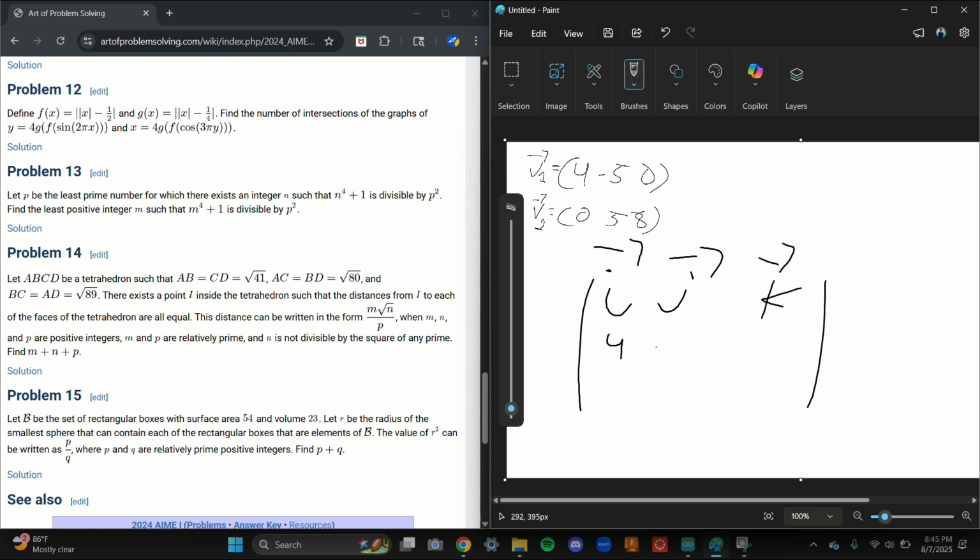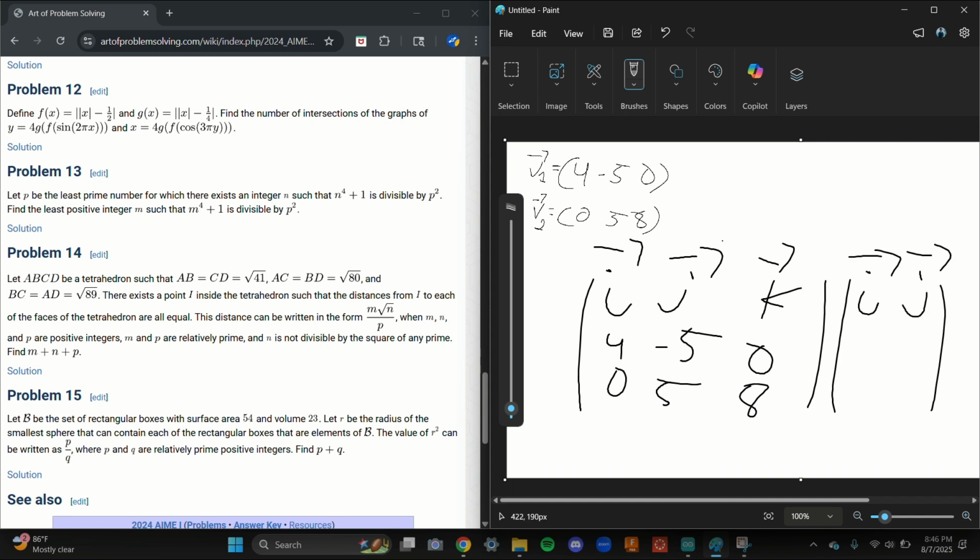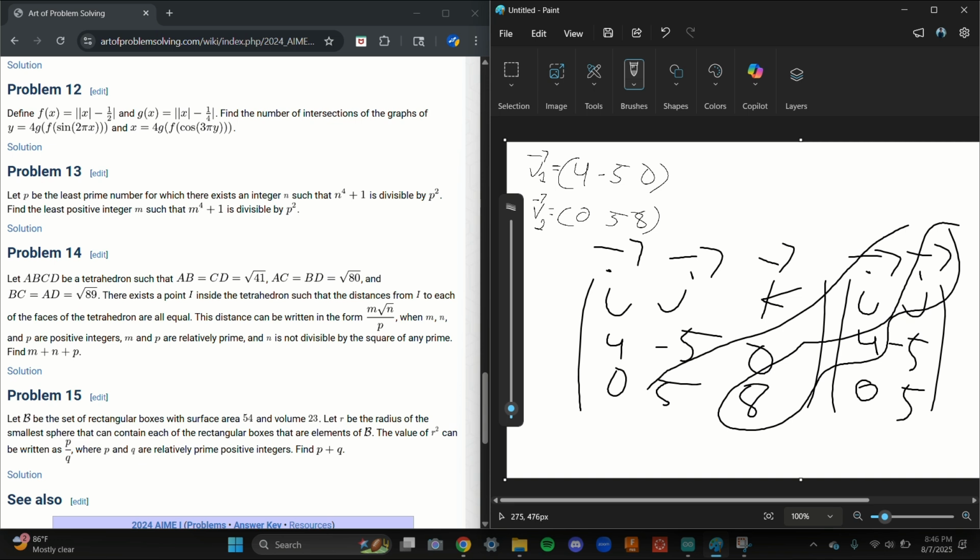So then we have, horizontally, 4, negative 5, 0, and 0, 5, 8. And then we can write out another determinant, which is I hat, J hat. We just copy over this portion: 4, negative 5, 0, comma 5. Now what we want to do is go by diagonals like this. These are the 3. And then we'll do the same for the opposite direction.